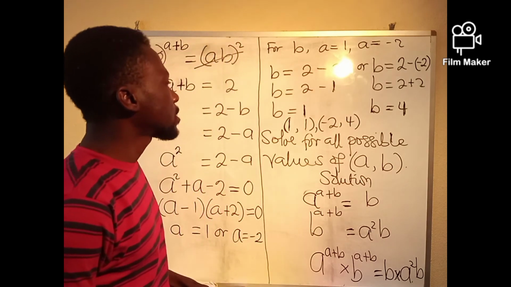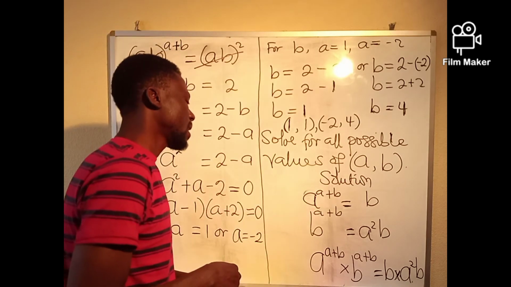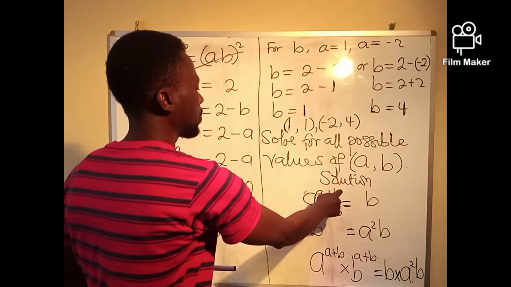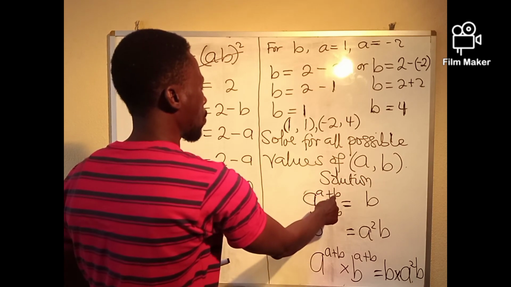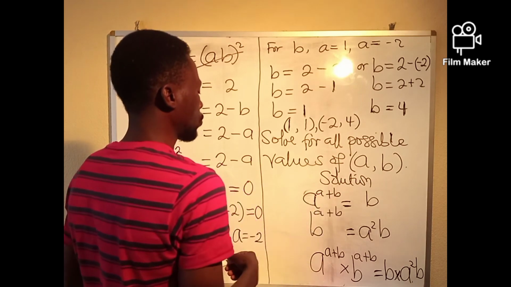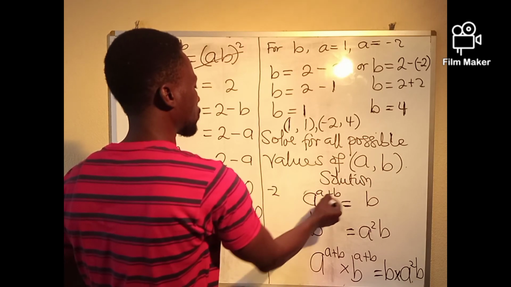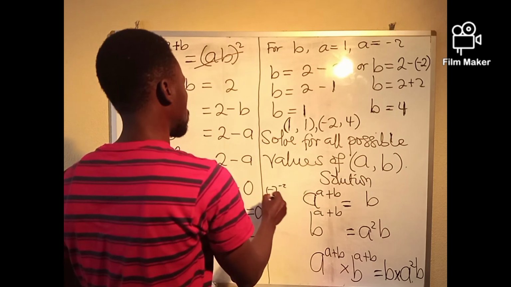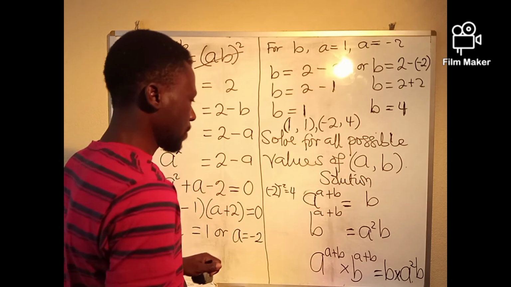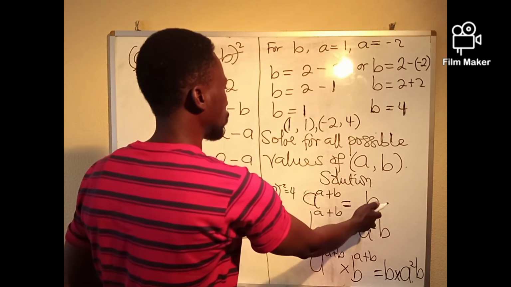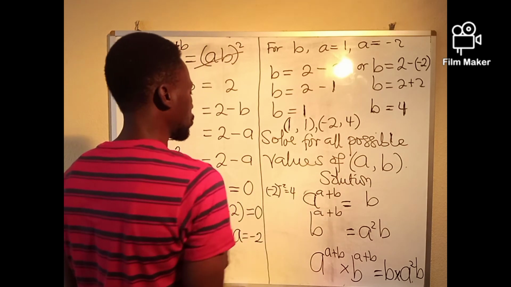And then also let's try negative 2 and 4. So let's say that when a is negative 2, b is equal to 4. Remember a will be negative 2. So negative 2 plus 4 will give us 2, and negative 2 squared will give us positive 4. And this is equal to b, which is 4. And so 4 is equal to 4. It checks.